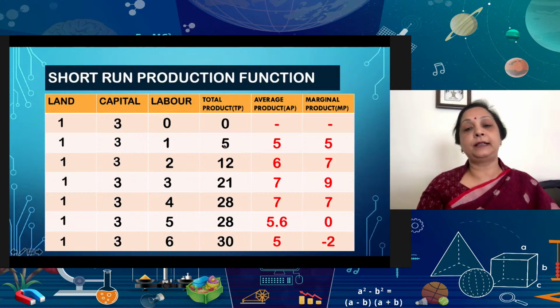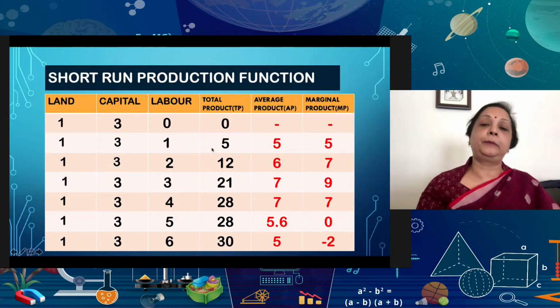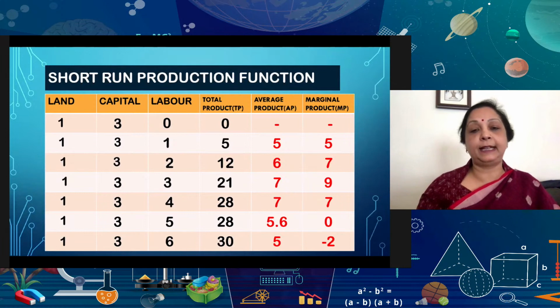So production started. We could produce, let's not pay attention to these ones in red. We'll go back to them later. So when we employed 1 unit of labor, we are able to produce 5 units of output with the same land and capital. With the same land and capital, when we make it 2, it becomes 12. Why does it not become 10? Or why does it become 12? We will discuss later. It's there in today's chapter itself.